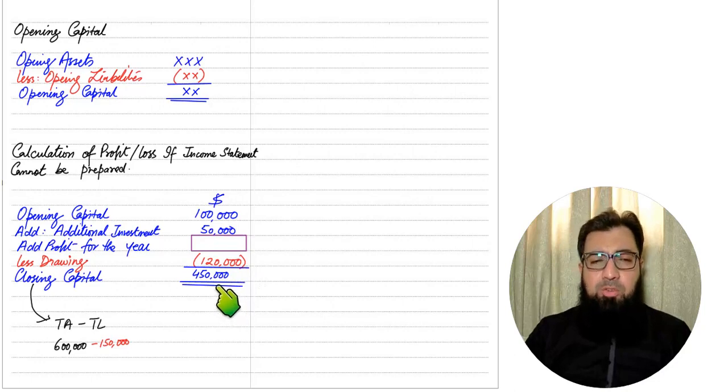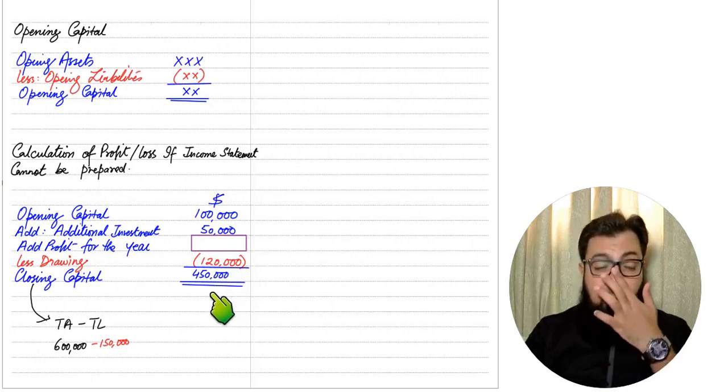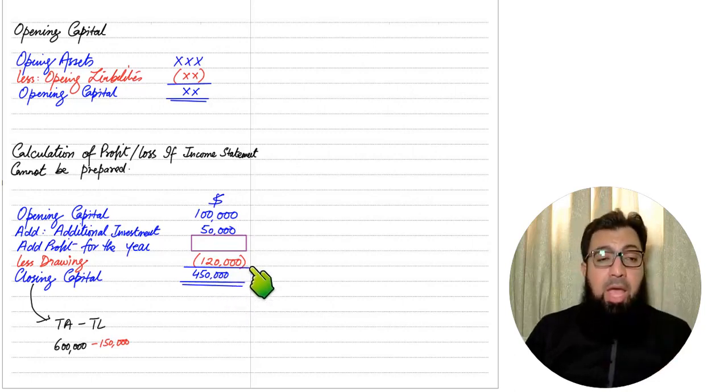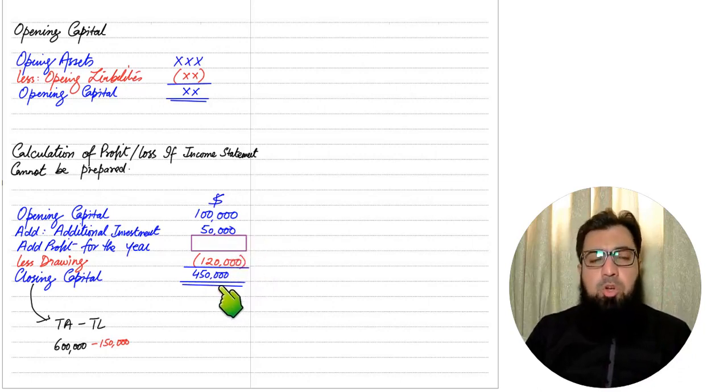Now what if the closing capital is already given, or we have already calculated closing capital, and we do not have the profit figure? Can we calculate this profit figure? Yes, we need to do reverse working. We'll be starting with the closing capital, starting from the bottom. The drawings that we used to deduct, we need to add back, and we need to subtract the two items that we usually add. Now we are left with the figure for profit for the year.